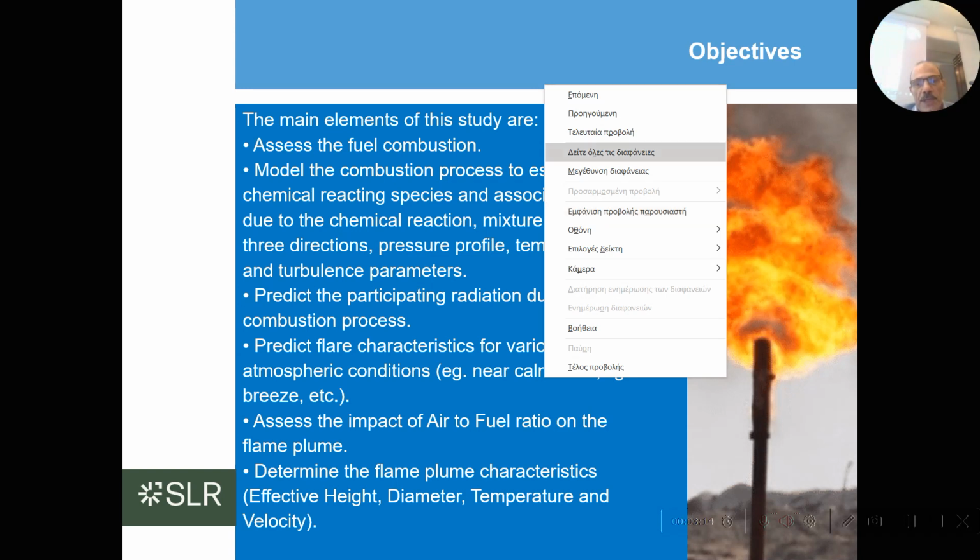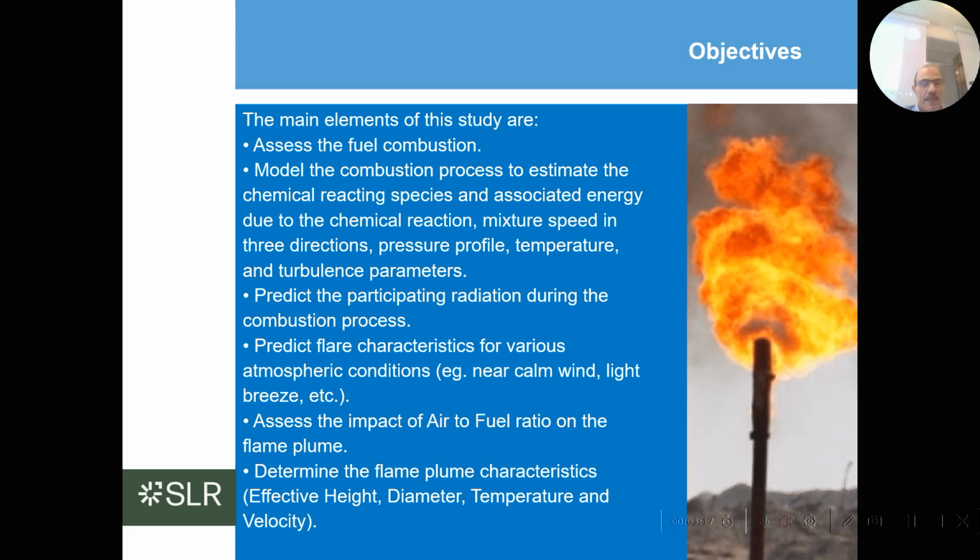The main objectives of the study are to assess the fuel combustion, model the combustion process to estimate the chemical reacting species and associated energy due to chemical reaction, predict the speed in the three directions, pressure profile, temperature, and turbulence parameters, and then predict the participating radiation during the combustion process and predict the impact of various atmospheric wind conditions on the plume characteristics. For example, looking at a breeze or a near calm wind condition or a windy condition.